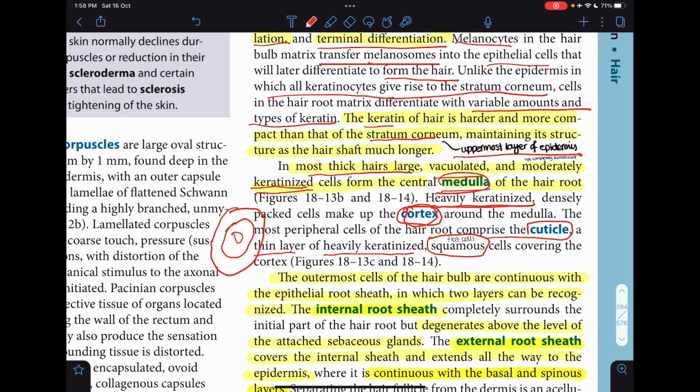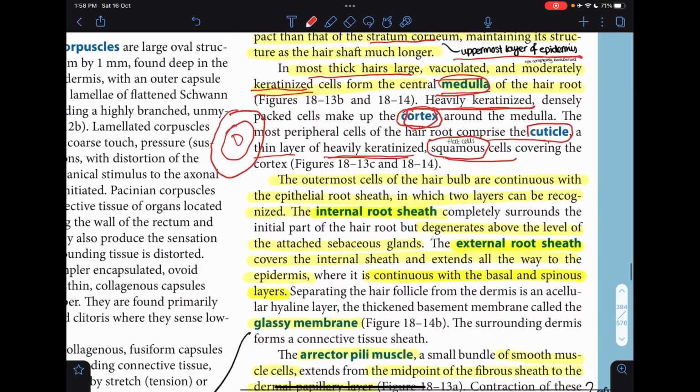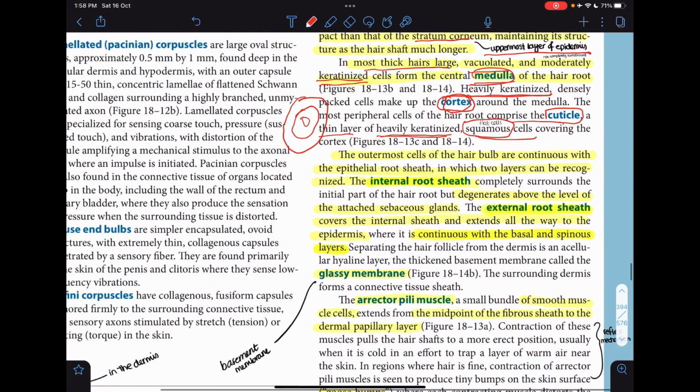Then we have the cortex, which covers the medulla and is heavily keratinized, densely packed cells. And then we have the cuticle, which is a thin layer of heavily keratinized squamous cells, flat cells covering the cortex. The outermost cells of the hair bulb are continuous with the epithelial root sheath, in which two layers can be recognized. We have the internal root sheath and the external root sheath.